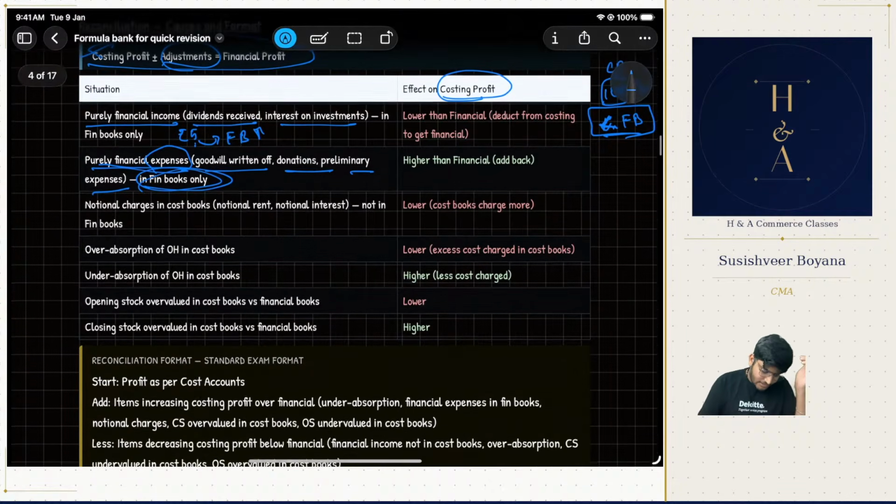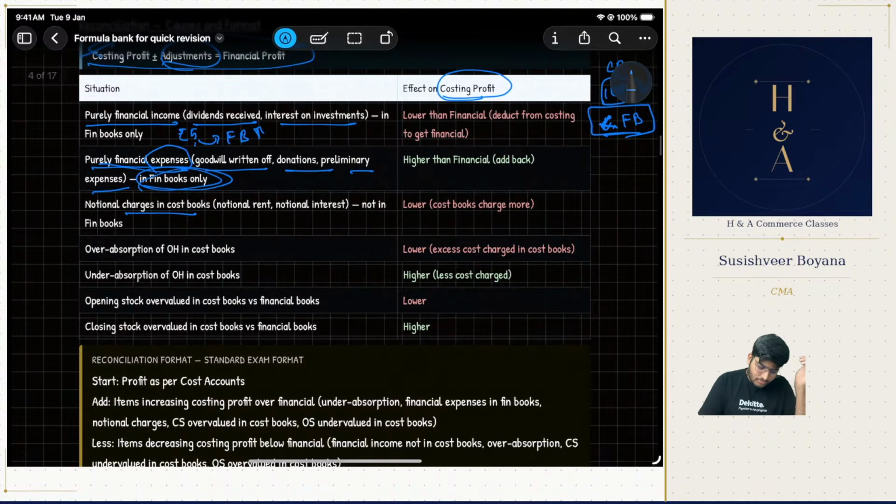Simple, right? Notional charges in costing books: notional rent, notional interest. Ideally, we don't have any notional entries in financial books. That means these are charges you already reduced from your costing book profit. So you add to costing. If not, you subtract for financial books to meet the same.